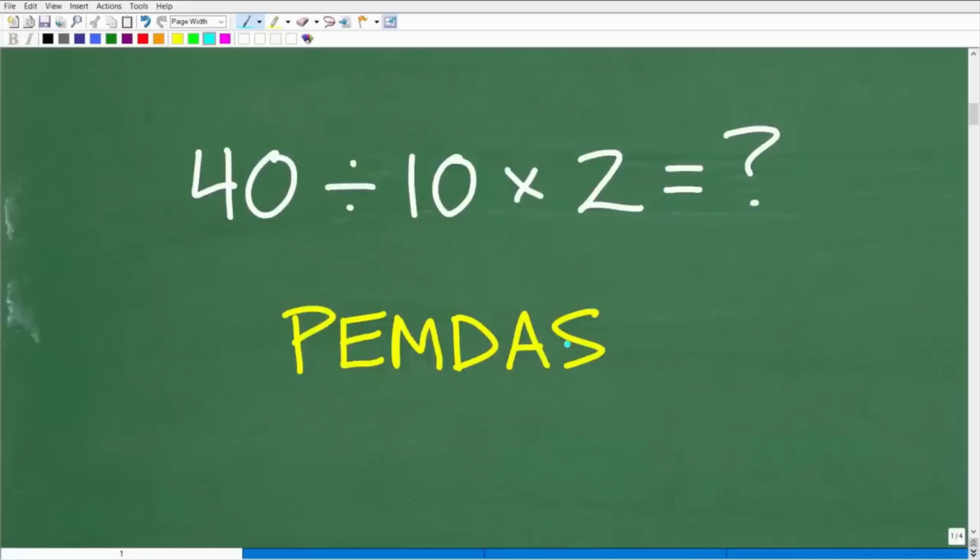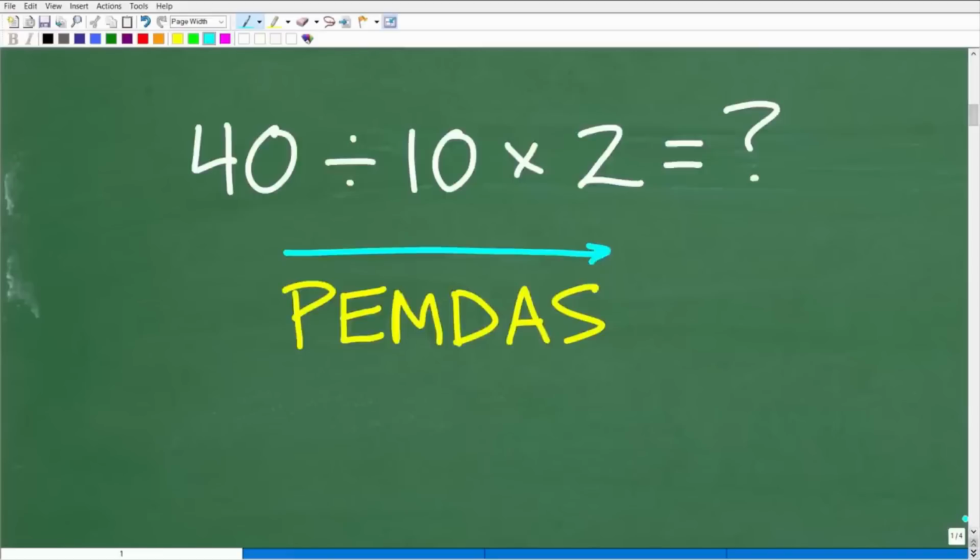This is our checklist for the order of operations, and these letters stand for something. Of course, I'm going to explain what they are right now. But before I do that, this checklist goes from left to right. Okay, it's always from left to right. So now let's go ahead and get into what these particular letters stand for.